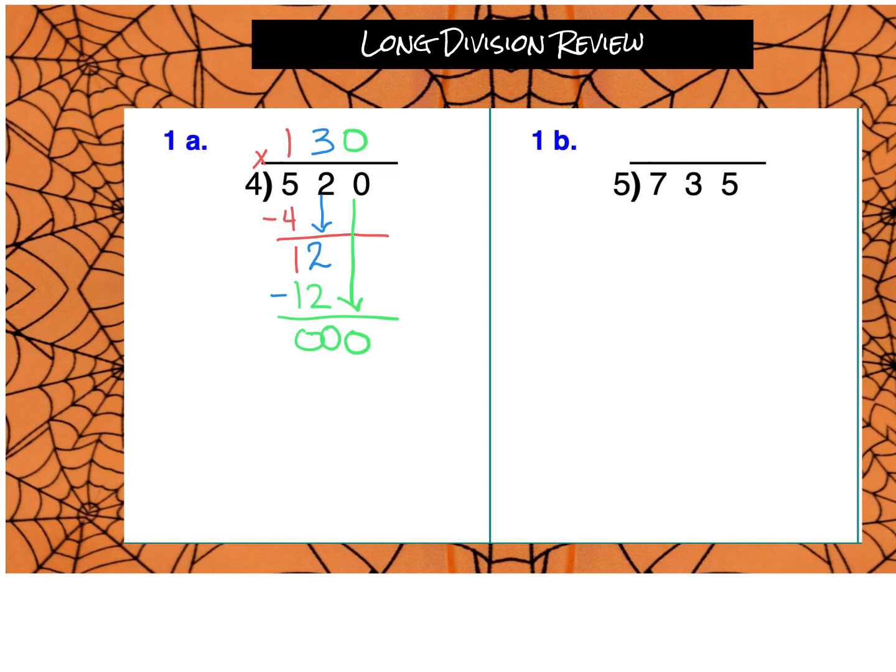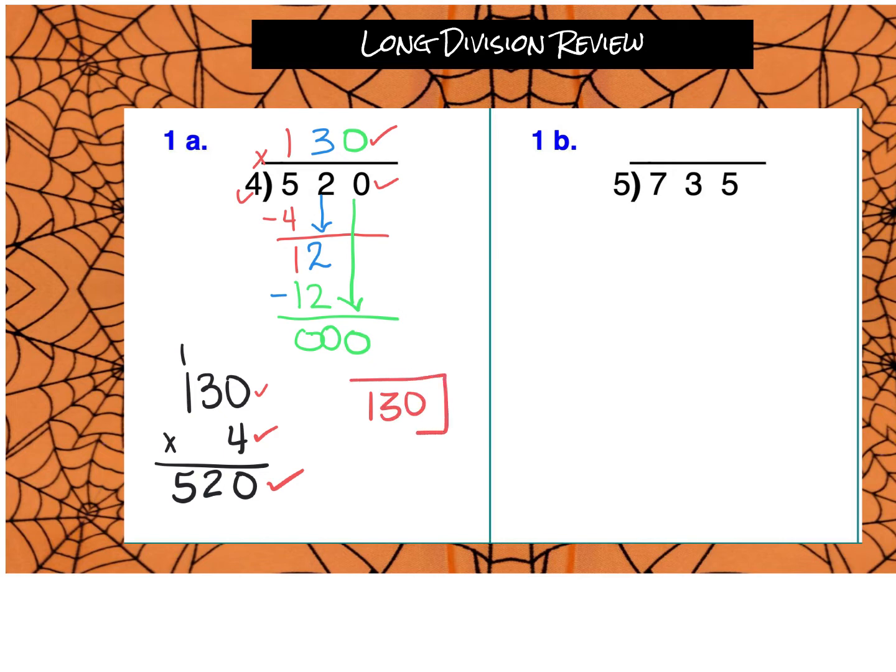Okay, so 130 times 4, we're going to check it. We're going to say 130 times 4, and we should get 520. 4 times 0 is 0. 4 times 3 is 12. Put my 2, carry my 1. 4 times 1 is 4 plus 1 is 5. This checks, and this checks, so I know that my work is correct. So my answer is 130. Please make sure that you are copying these notes as I go.